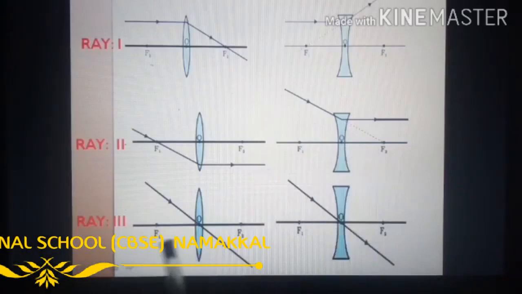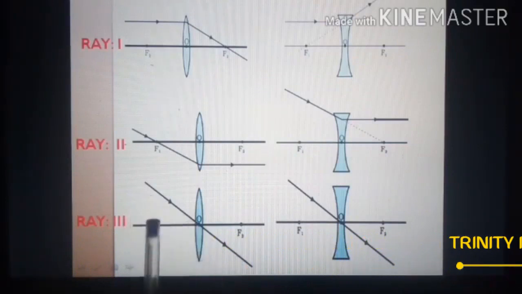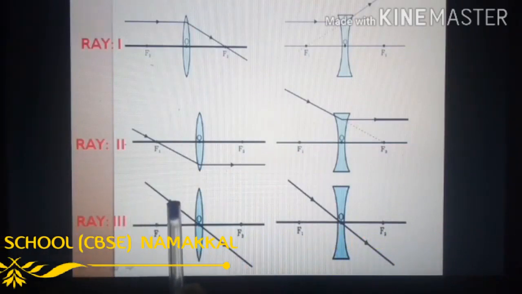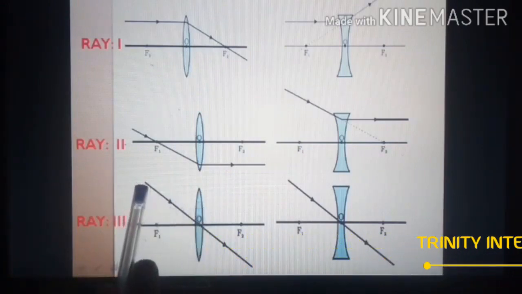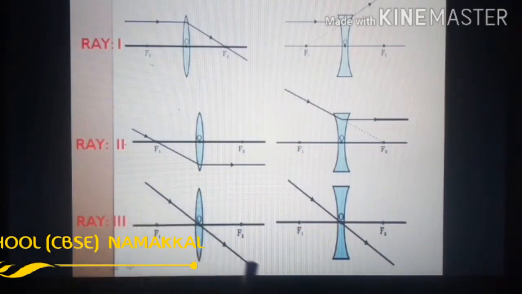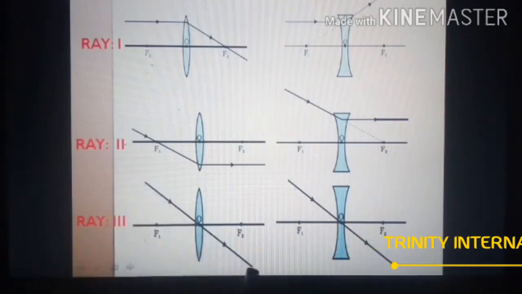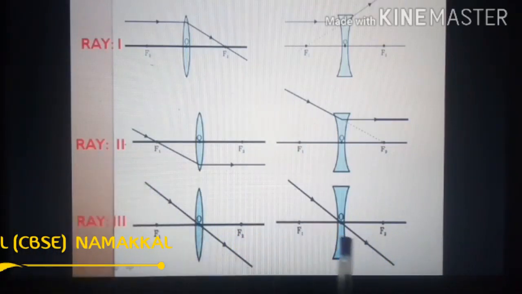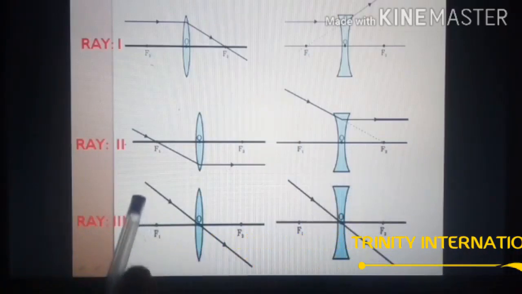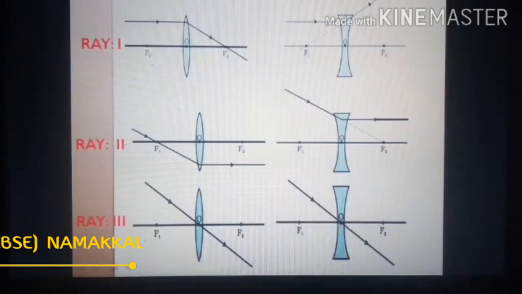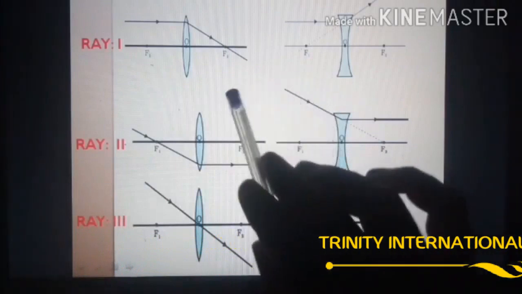The third ray is any oblique ray, that is, a ray that passes through the optical center. Oblique means it may be in any direction, at any angle formed with the lens. The important thing is it should pass through the optical center. The ray passes through the optical center without deviation, and it will emerge out. It is similar for the concave lens also. So for convex and concave, the ray passing through the optical center emerges without deviation. These are the three rules taken to find the image formation.